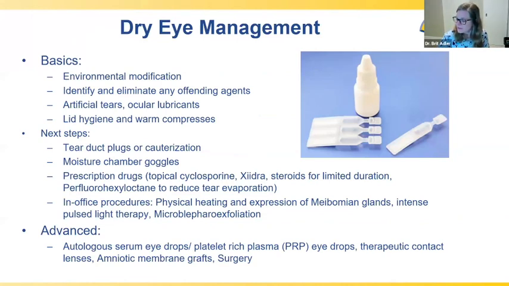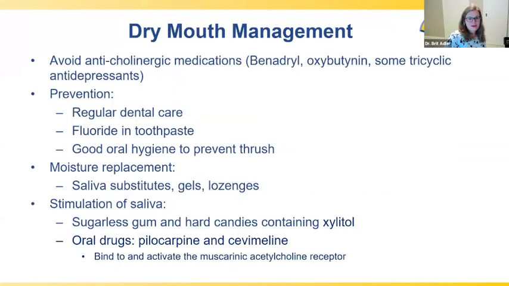So I know I'm running out of time, I'm going to briefly talk about treatments here. And I'm not going to go into too much detail on this, but basically for dry eye management, the basics is to eliminate any offending agents or medications that could be contributing. We start patients on artificial tears, ocular lubricants, make sure you have good lid hygiene and use warm compresses. And then if that doesn't work, then there are more advanced therapies that can be done. I'm not an ophthalmologist, so I'm just going to breeze through this because I think you'll probably be getting a talk in the future from an ophthalmologist on this. But there are a lot of more advanced therapies that can help with dry eye.